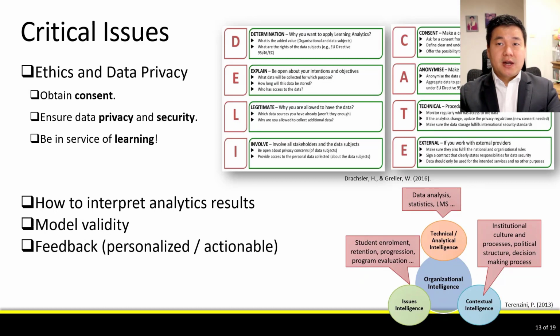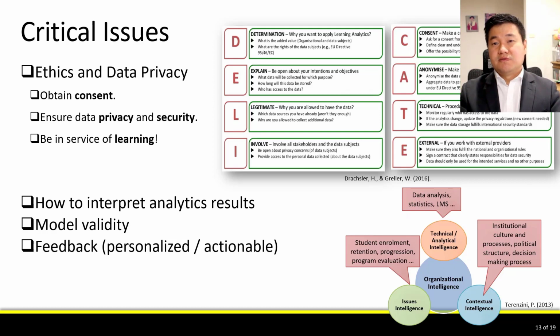Another challenge of learning analytics is how to interpret analytics results. According to research, you need to have 3 different kinds of organizational intelligence. You need to understand the process that you are measuring. You need to have some technical understanding and working knowledge of data analysis techniques, statistics, and LMS systems. You may also need to have some familiarity with the political structure and decision-making process of the organization. This will help you successfully interpret analytics results.